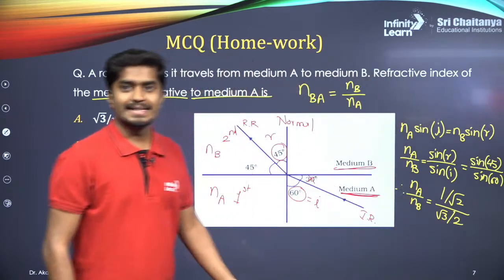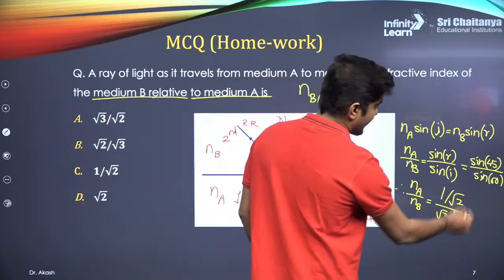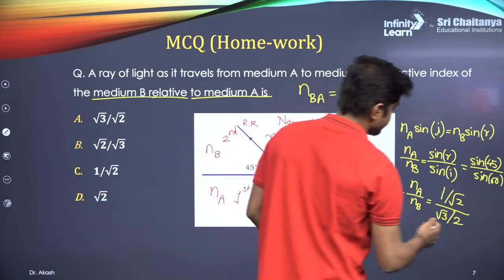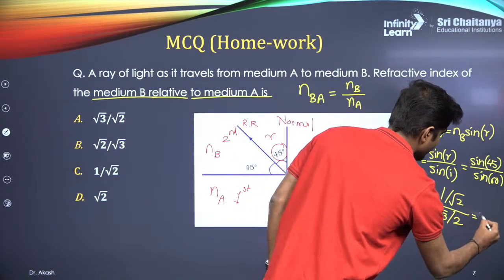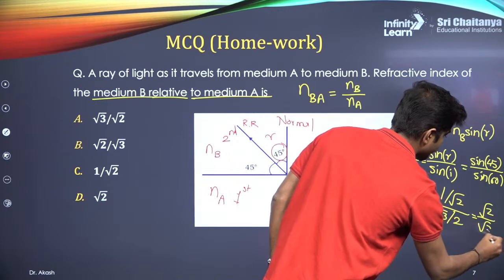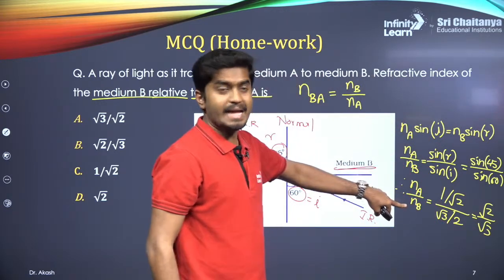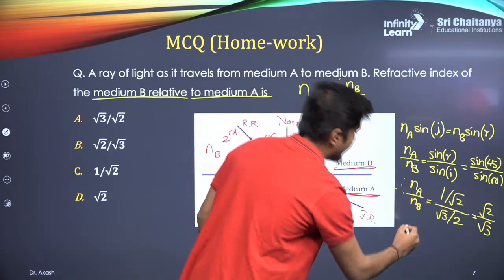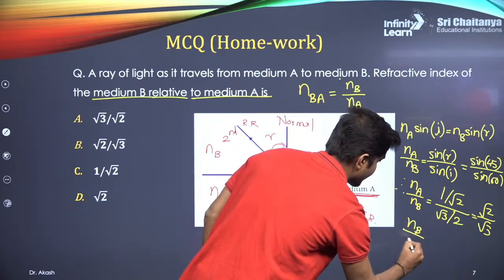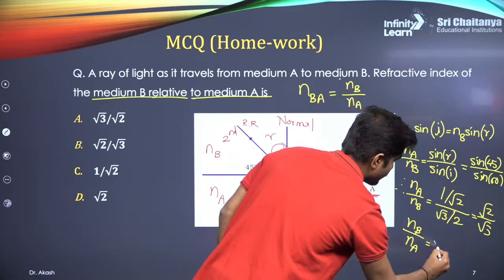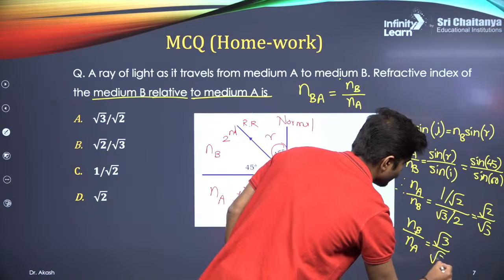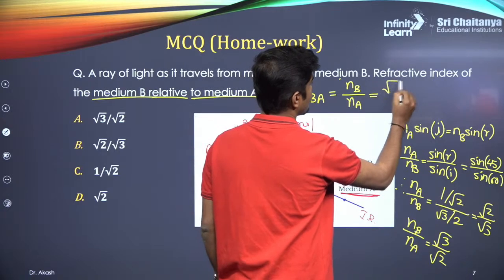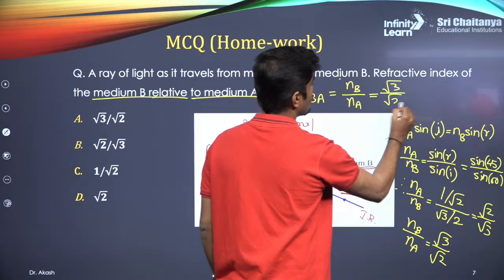If you simplify this, multiply numerator and denominator by root 2, and it will come out to be root 2 by root 3. So this is NA by NB, but we want NB divided by NA. If you take the inverse, NB divided by NA is simply root 3 divided by root 2. So substitute this value here.